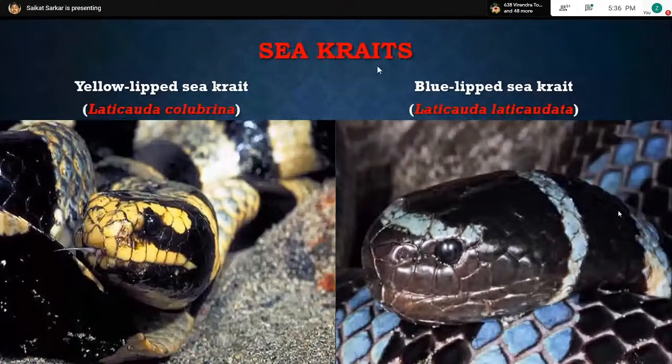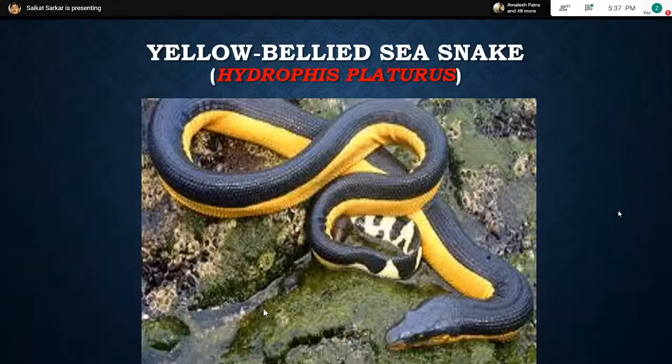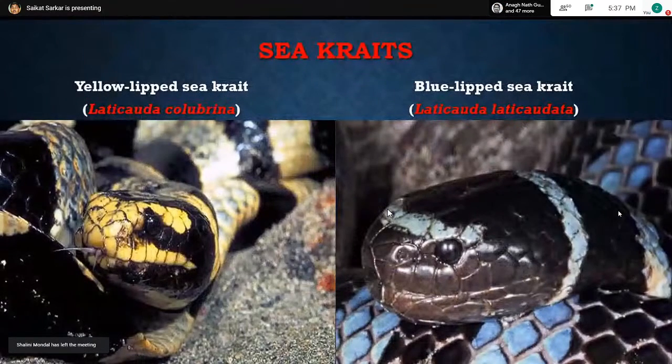Now, sea kraits. These two are sea krait specimens. One is yellow lipped, another is blue lipped. And these sea kraits are actually egg layers, while all the other hydrophines, all the other sea snakes, are live bearers. But the sea kraits are egg bearers, and they lay their eggs on the beaches, in nooks and crevices in the beaches.